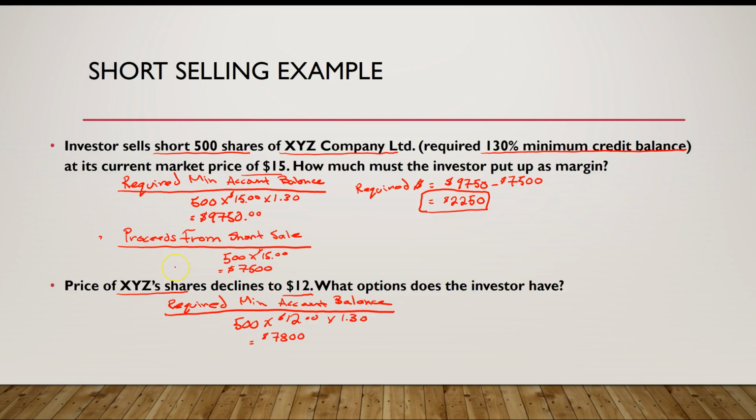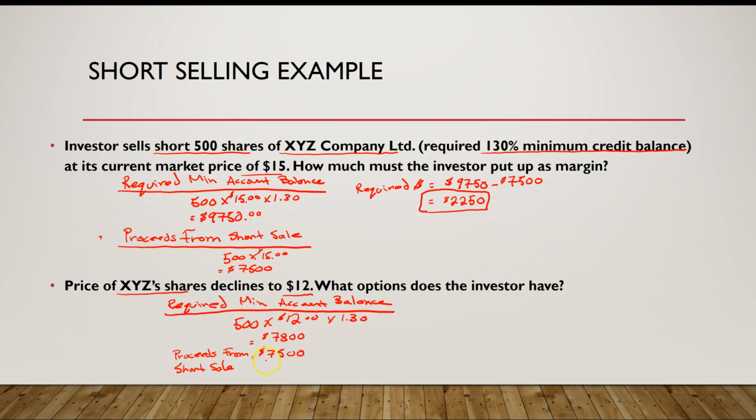We know from the previous example, this is not going to change, right? The proceeds from the short sale are not going to change. So these proceeds from short sale are going to remain. We sold this at the initiation. This has been sold. This is never going to change. This is $7,500.